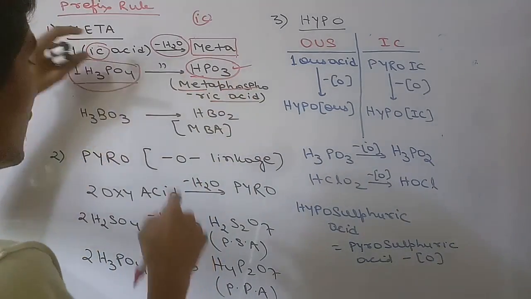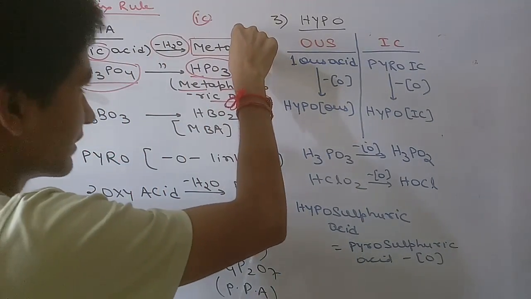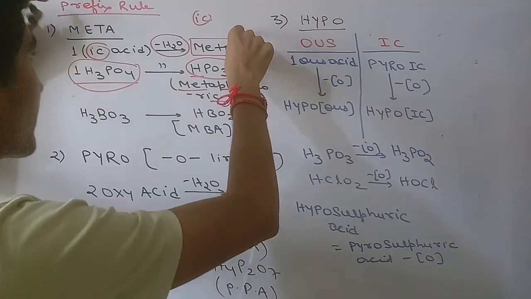How is meta formed? From any ic acid, if 1 molecule of H2O is subtracted, then for the remaining molecule you have to use the prefix meta.